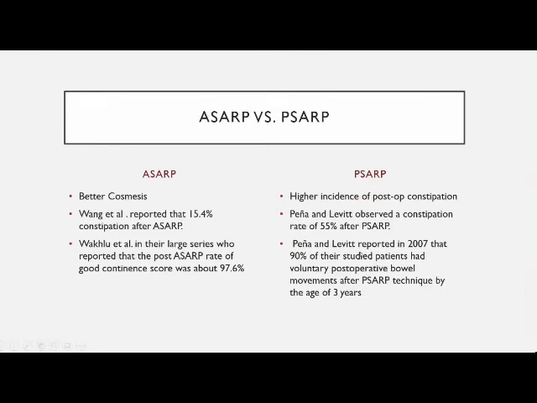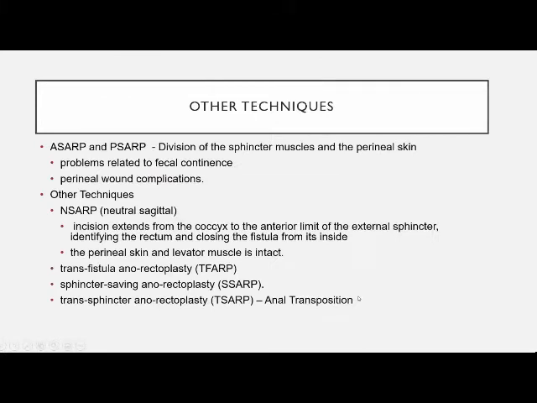So comparing ASARP with PSARP, ASARP has better cosmesis. Wang et al. early reports showed 15.4% constipation with ASARP. PSARP had a higher incidence of post-op constipation. The original Pena and Levitt reports included about 55% constipation. Also, a good continence rate is seen after ASARP, about 97.6%, and Pena reported about 90% continence post-PSARP at the age of 3 years. Other techniques that are described for rectovestibular fistulas are described next.